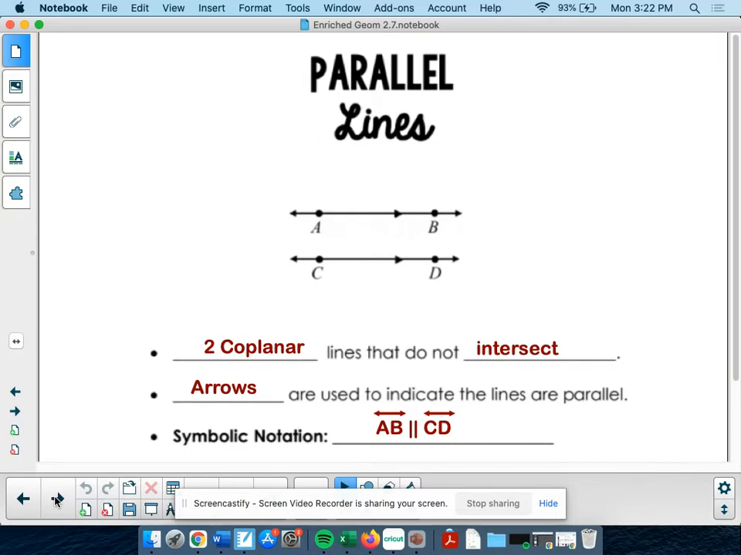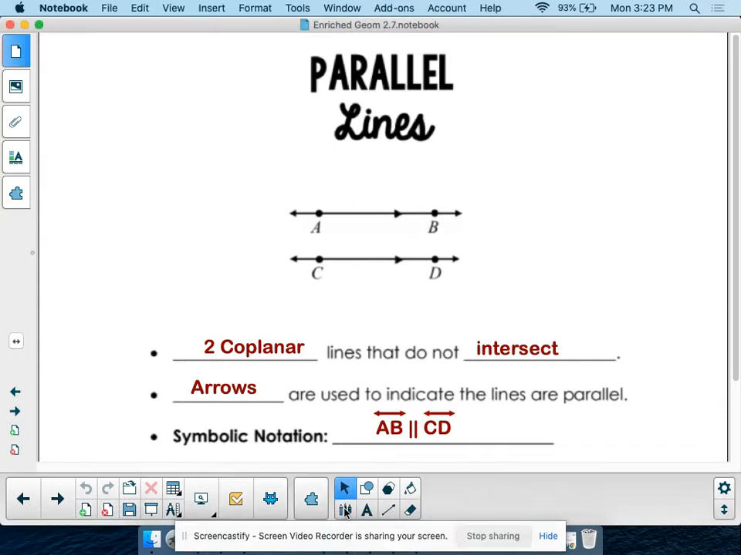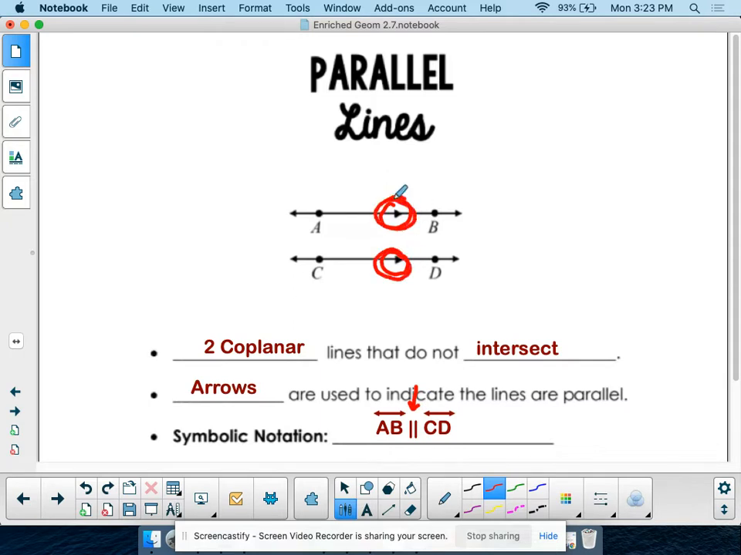This is a review, obviously. Parallel lines, we know that parallel lines do not intersect. The formal definition would be two coplanar lines that do not intersect. We use these arrows to indicate lines are parallel on a diagram. So these right here are telling us those lines are parallel. Symbolically, this is how we would write line AB is parallel to CD. These vertical bars tell us that things are parallel. But again, big idea: these arrows indicate parallel lines in a diagram.